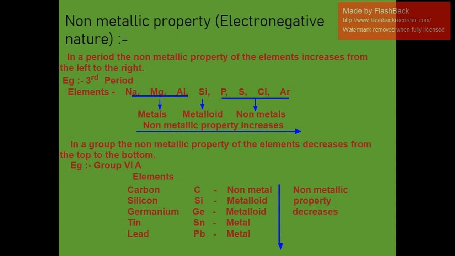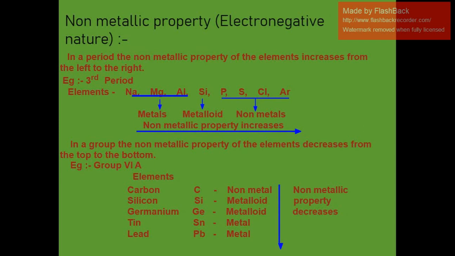When we move across a period, that is from left to right, the metallic character decreases. Since the oxides of metals are basic and those of non-metals are acidic, therefore as we move from left to right across a period, the basic character of their oxides decreases while their acidic character increases. Clear? So let us see the variation in group.